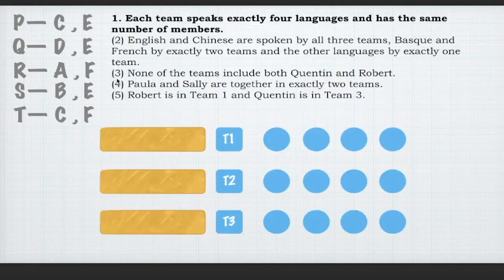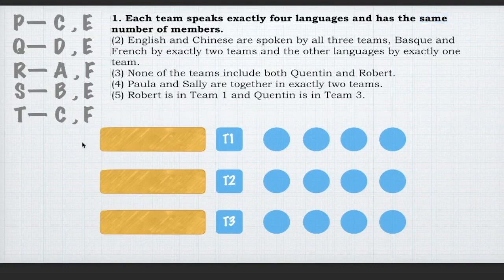Moving on to the next set of rules or conditions given along with that data. The first rule said each team speaks exactly 4 languages and has the same number of members. So each team, team 1, team 2, team 3, speaks exactly 4 languages. So 1, 2, 3, 4. I've created 4 slots for each of the teams. What languages will they cover?